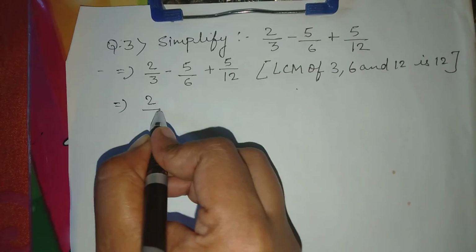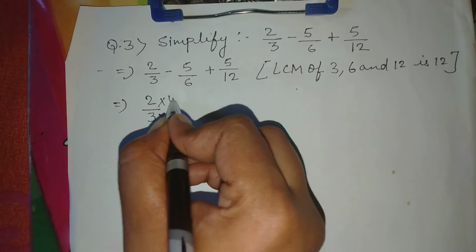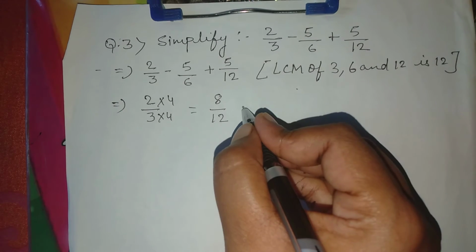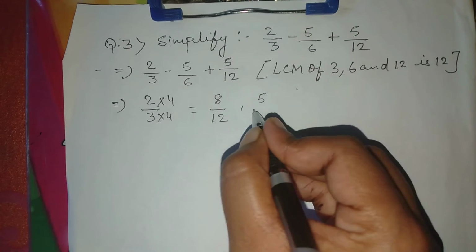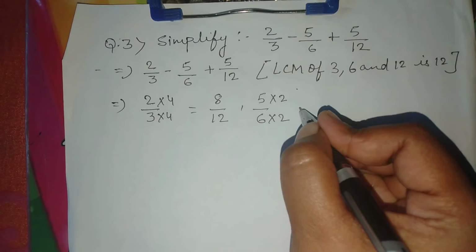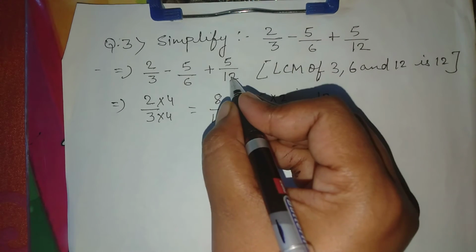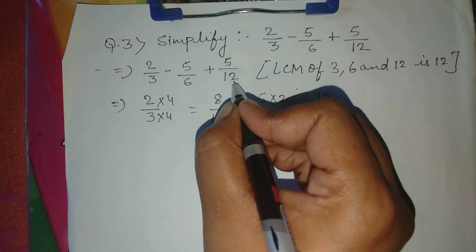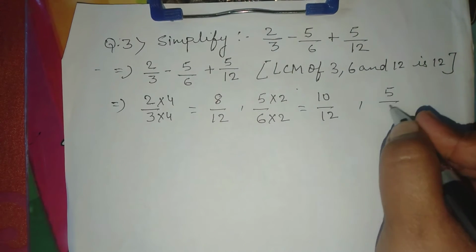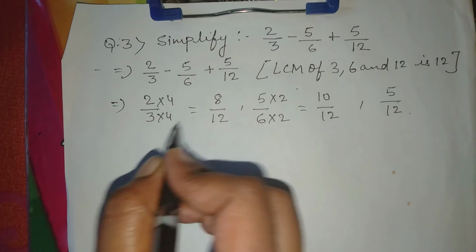So first, 2 by 3, same: 3 4s are 12, numerator also with 4, so 8 by 12. Okay, next 5 by 6, again 6 2s are 12, 5 2s are 10, so 10 by 12. And already in the denominator of the third one, if you see, 12 is there, so no need to convert, it will be the same, 5 by 12.